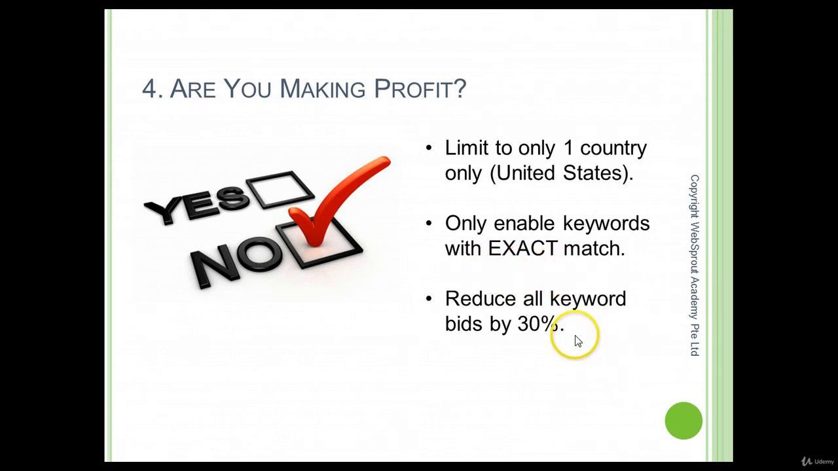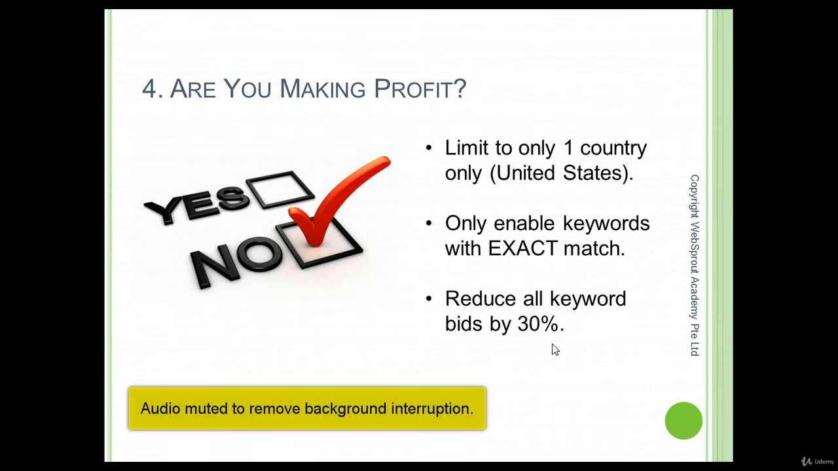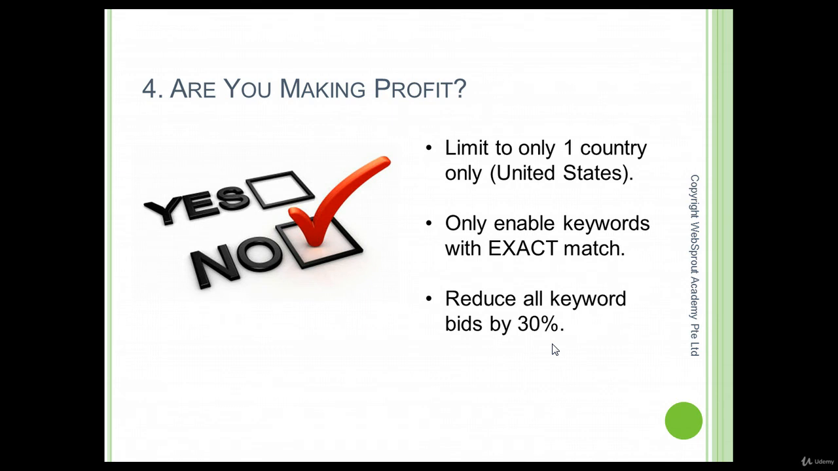Okay, number 3, reduce all keyword bids by 30%. Why you need to do so is because in this direct linking strategy, what I need you to do is to achieve clicks at a very low rate. The lower the rate you can get the clicks, the higher the probability you can get a good profit out of it. So reduce your keyword bids by 30% and see if you are still getting clicks. If you are still getting clicks, reduce some more. If you are not getting clicks, then increase a little bit.